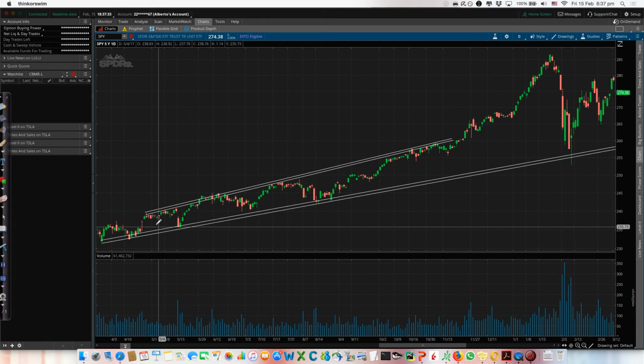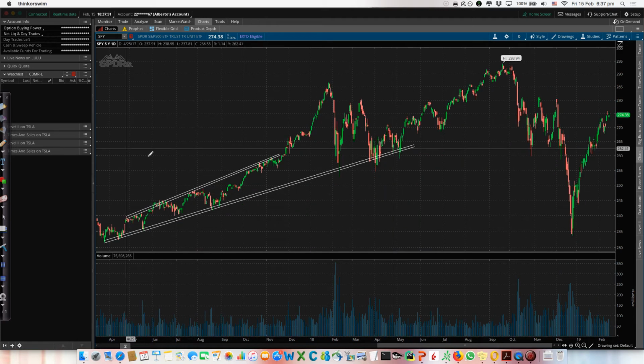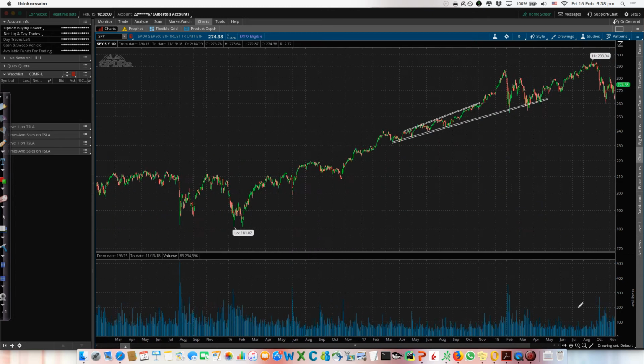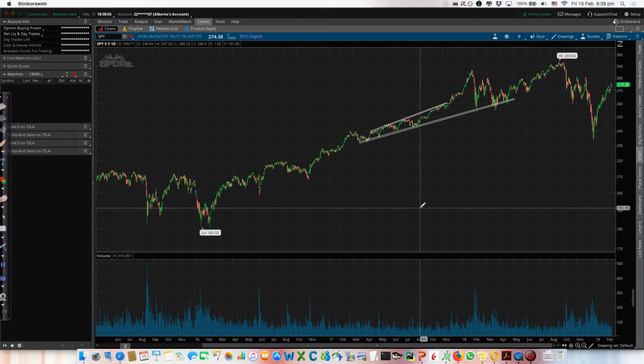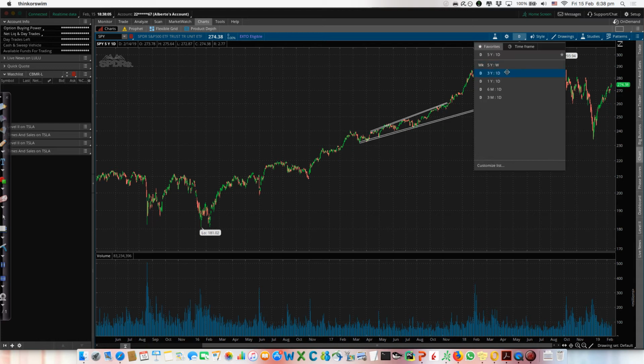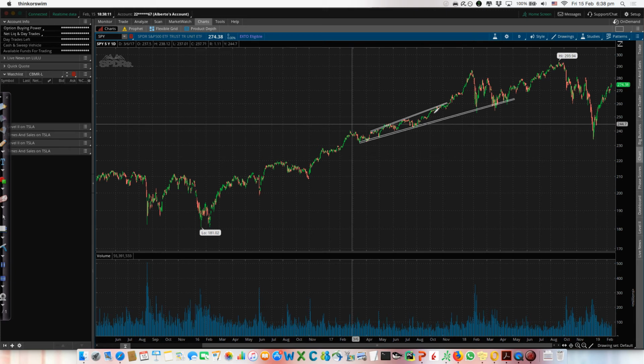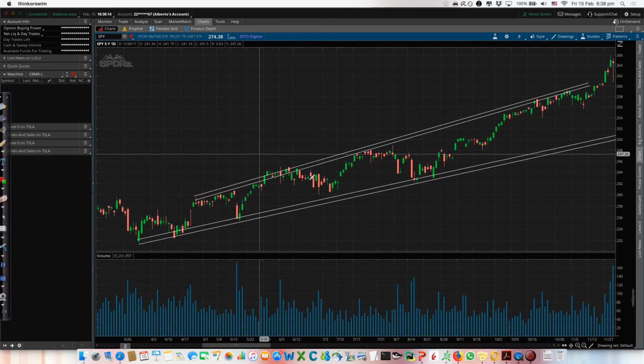And in this case, we have a channel. Okay, this is called a channel, where we have a support sloping up and then a resistance sloping up. The price is bouncing within these two ranges, and this is called a channel up. We also have the channel down, that is basically the same thing when the price is in a downtrend. Well, we don't have it here, but the idea is basically that you have the same situation that you see here, but with a downtrend.